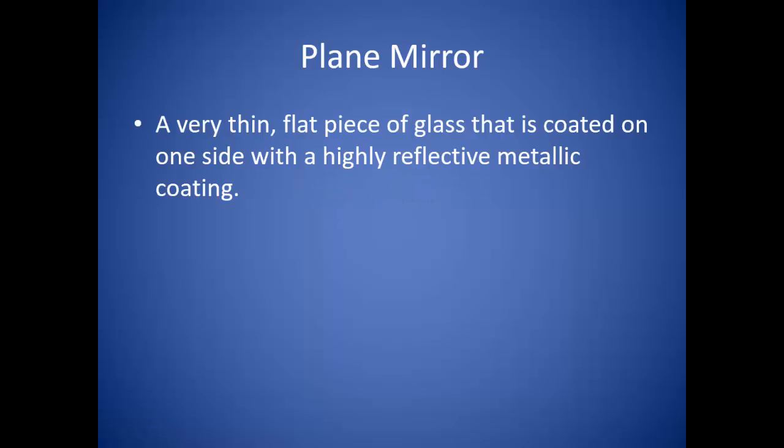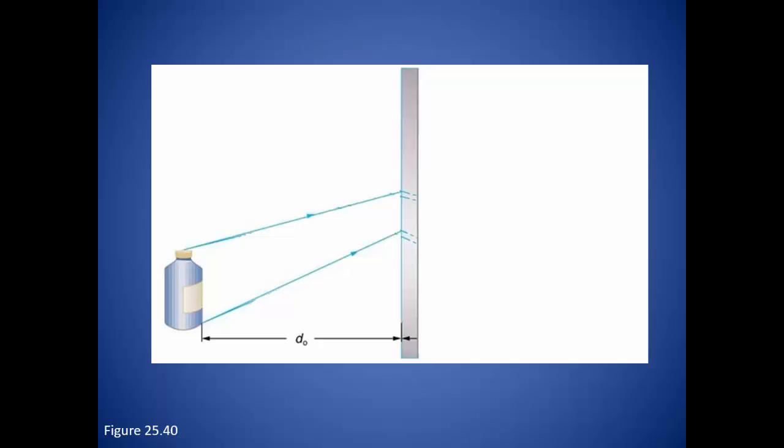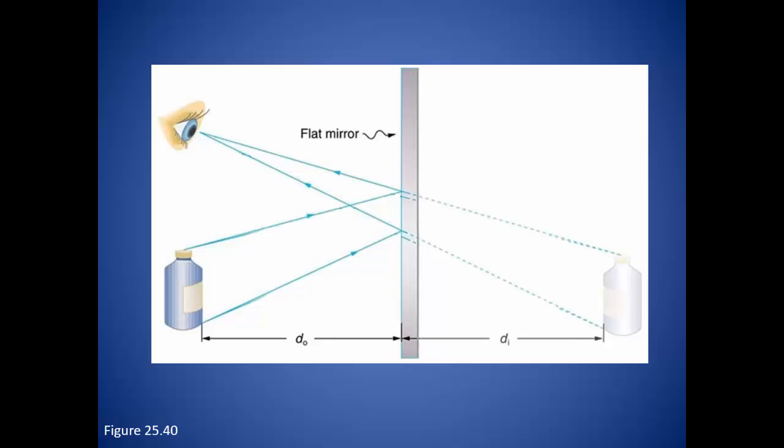To start out, we really need to define what a plane mirror is. A plane mirror is a very thin, flat piece of glass that is coated on one side with a highly reflective metallic coating. So take the light rays that are reflecting off of the bottle in the diagram. Those light rays travel to the mirror and are reflected to your eye. Now your eye receives the light rays and transfers the rays into electrical signals that can be sent to the brain. Your brain interprets these signals as if the light rays were traveling in a straight pathway. Essentially, your brain thinks that the light is coming directly from the object, and so it forms an image of the bottle that appears to be behind the plane mirror.